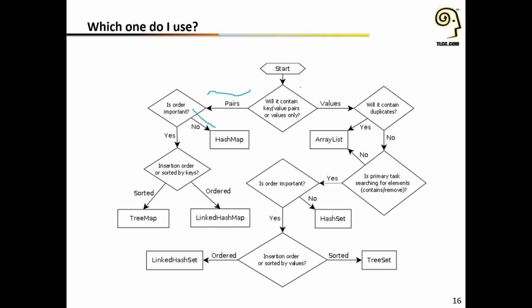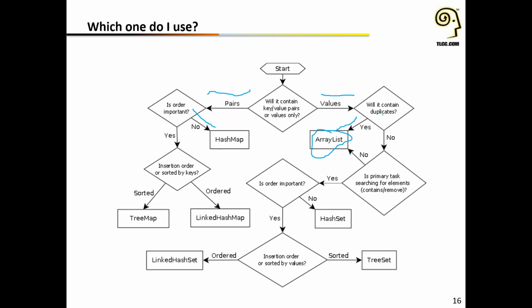Conversely, let's say I wanted to store a bunch of information that I want to pass to a repeat. Well, I don't need the key value pairs, so I just need the values, right? So we can come in this direction. Will it contain duplicates? Yeah, we might have two John Smiths in our data. Maybe not, and then you might use something different. But in this case, we want to allow duplicates, so we would use an ArrayList.